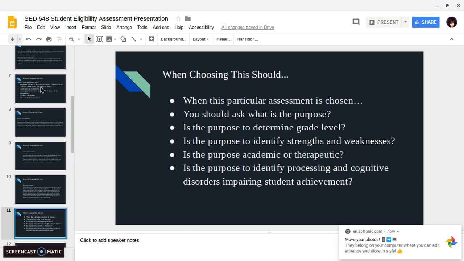And having a cognitive test such as Woodcock-Johnson to give you support to promote the student's viability or candidacy for employment is fantastic. Is the purpose to identify processing and cognitive disorders impairing the student's achievement? That's paramount, especially when you have younger students.